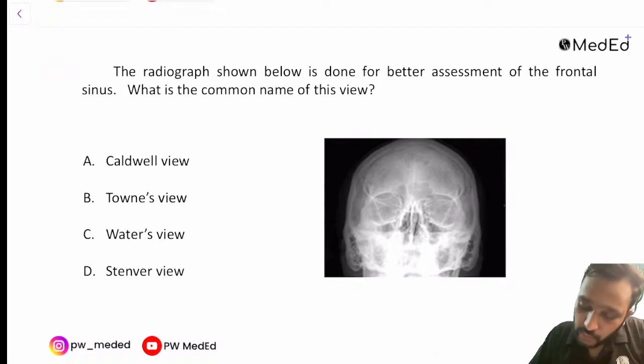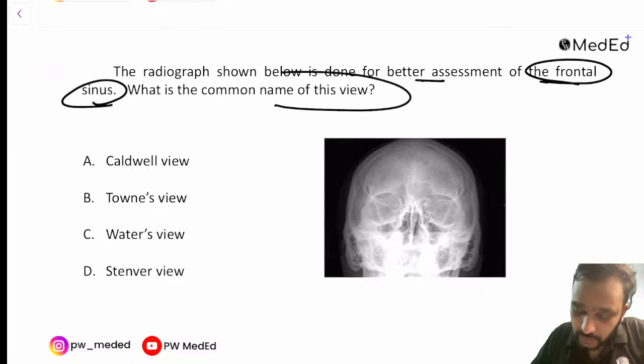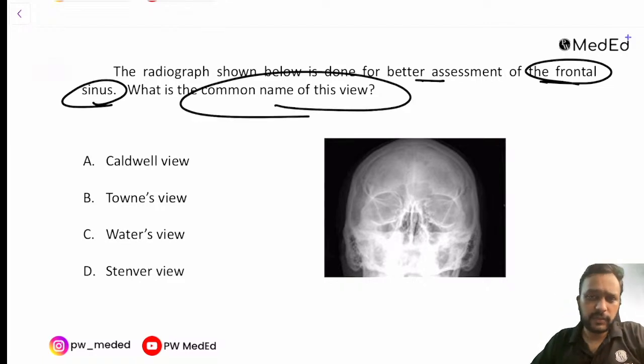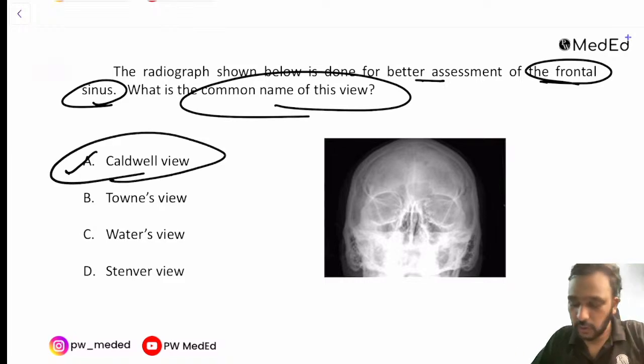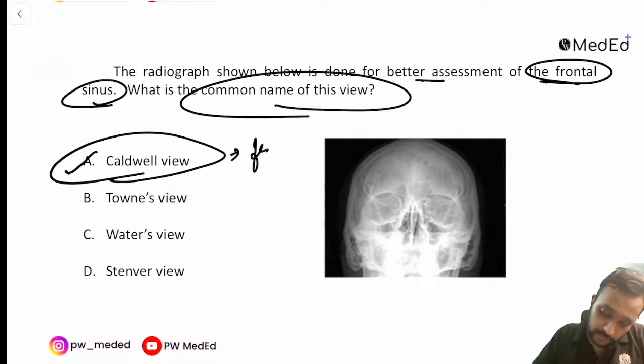The radiograph shown below is done for better assessment of the frontal sinus. What is the common name of this view? The name of this view is Caldwell view, right? So in Caldwell view, it is done to better visualize your frontal sinus.